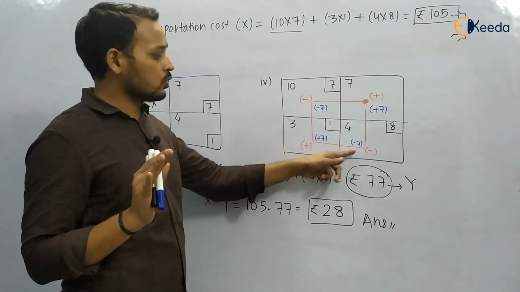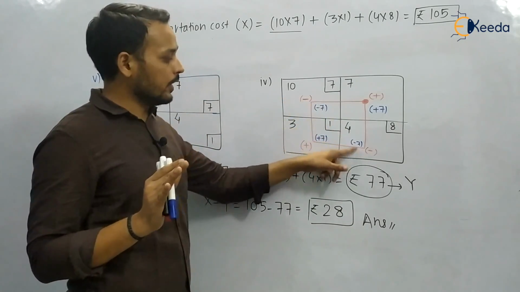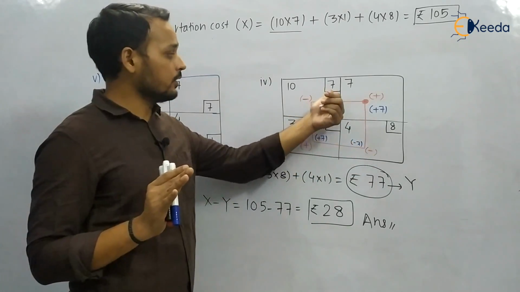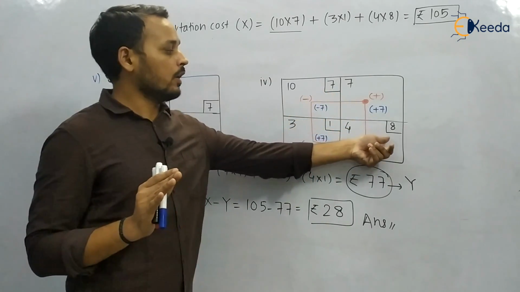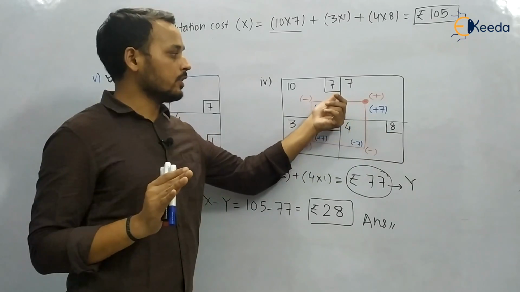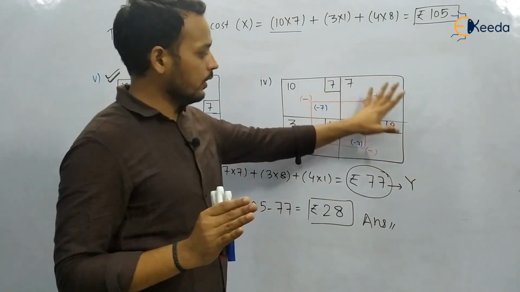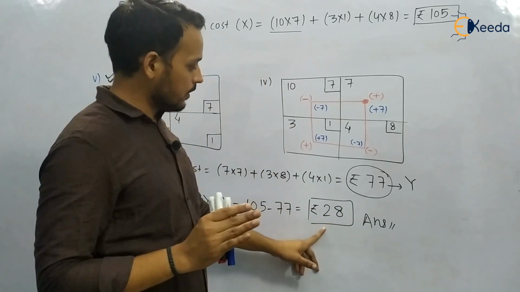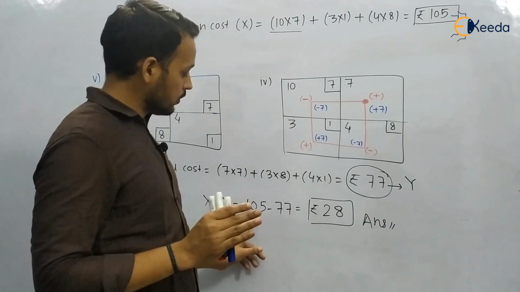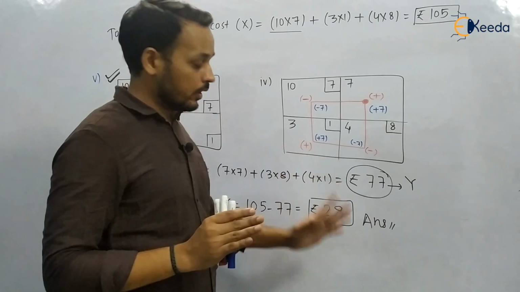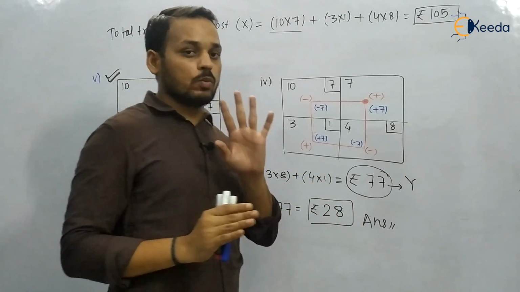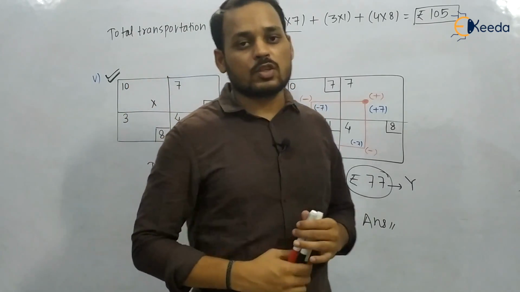Whenever there are two negative signs, you have to take from the negative sign, where there is least allocation. Out of 7 and 8, 7 is less, so we will take from the 7. Just do it like this. So the answer is x minus y, that is 105 minus 77, which is 28. This is the answer, and you will get the 2 marks. So just go and practice it.